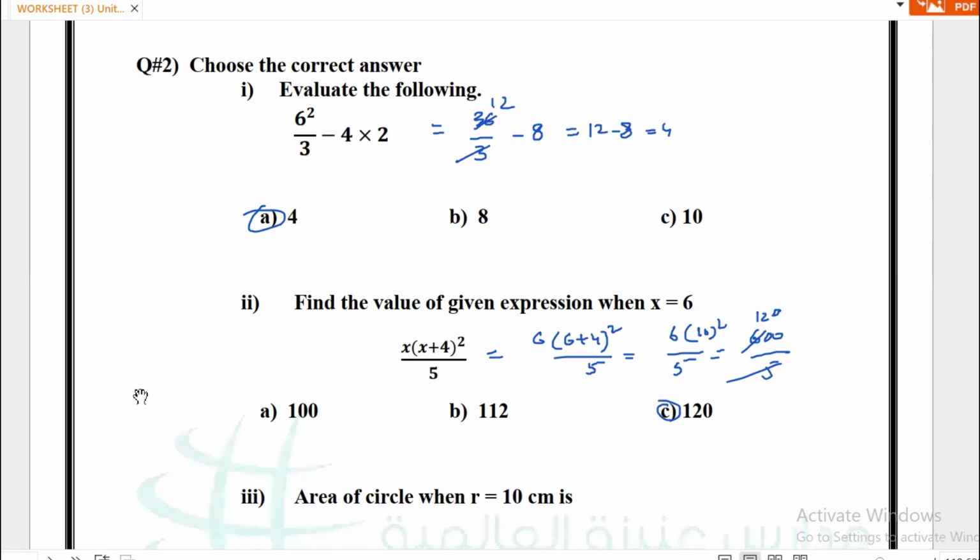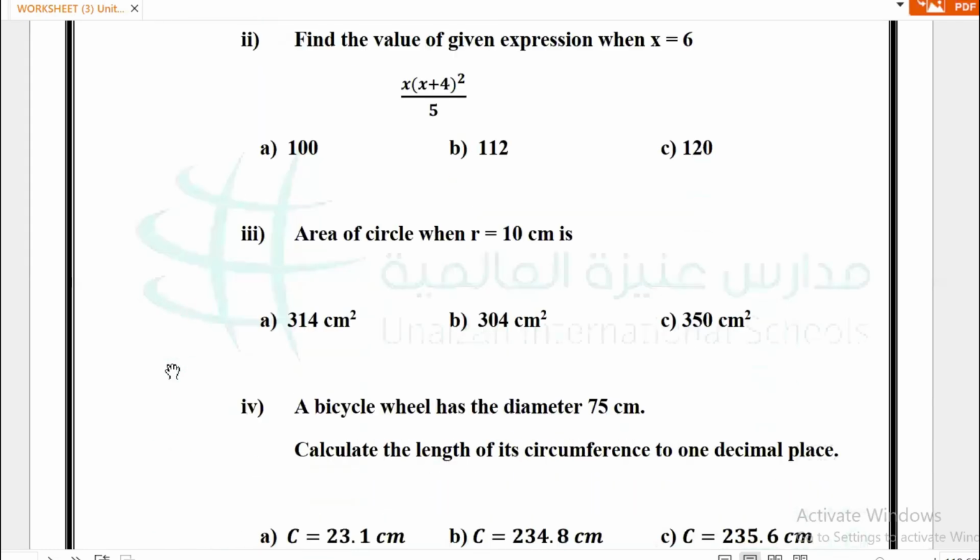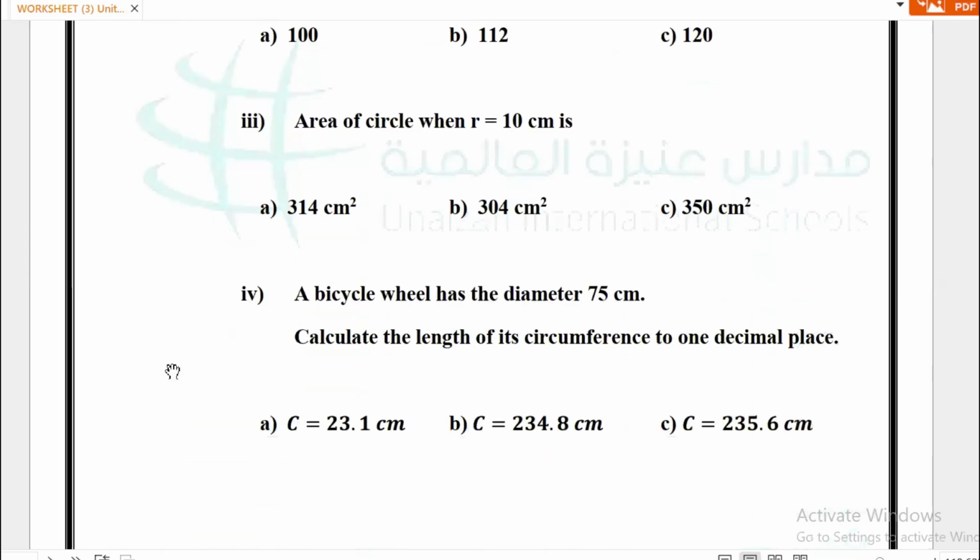If we check the next, area of a circle when r is 10. So this is the formula of area of circle, pi r squared. So r is 10 squared, which means 100. So 100 multiplied by 3.14. That means 314 point something, but 314 will work for us.